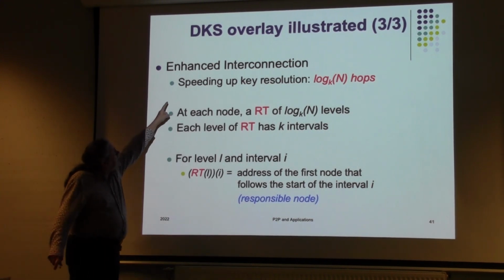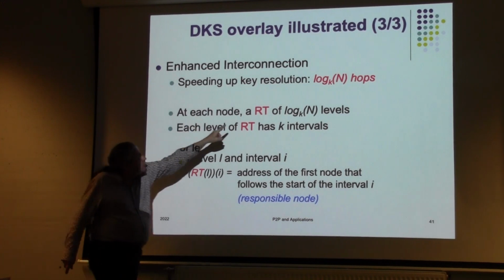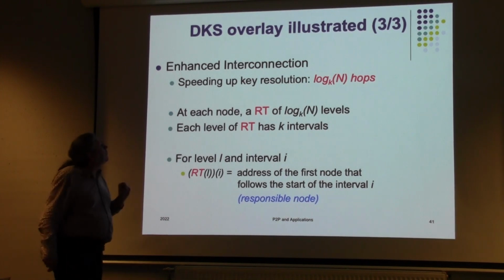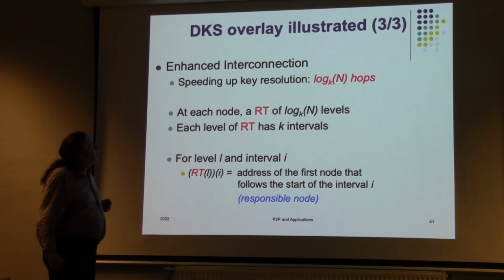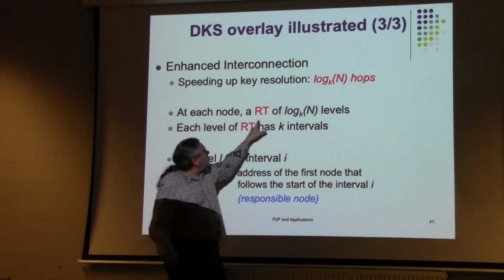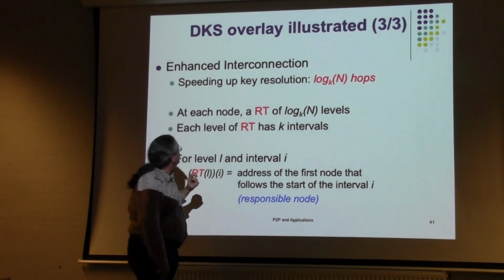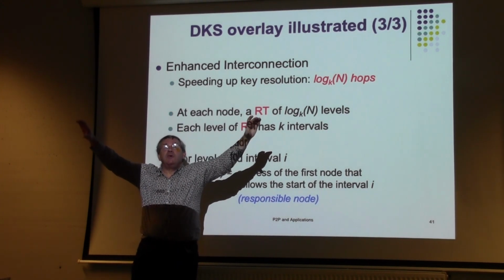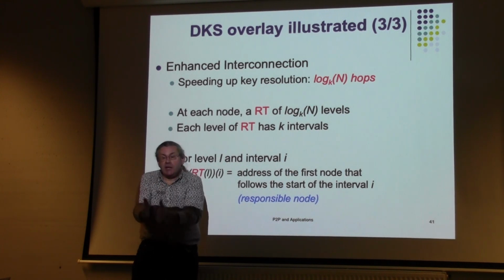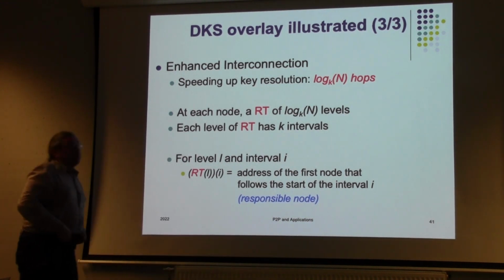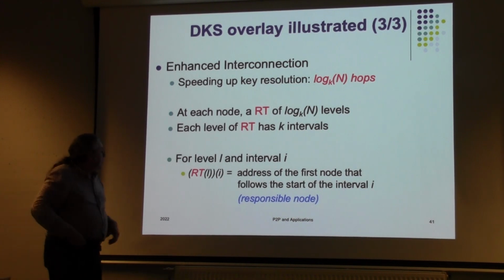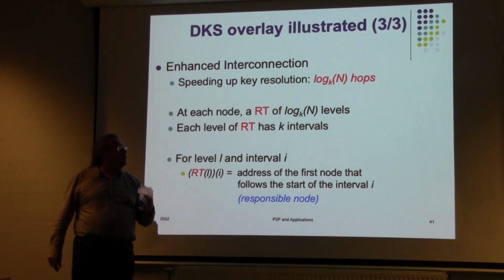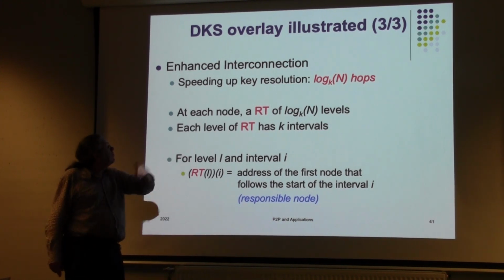Okay, so if you add a routing table, the routing gets much more efficient. You don't need it for correctness, but for efficiency, and it goes to log base k of n. So in each node you have a routing table containing log base k of n levels, and each level has k intervals. So you start from the whole ring, then you divide by k, then you divide by k again, and again, until you converge. So the routing table has levels, and at each level it has k intervals.